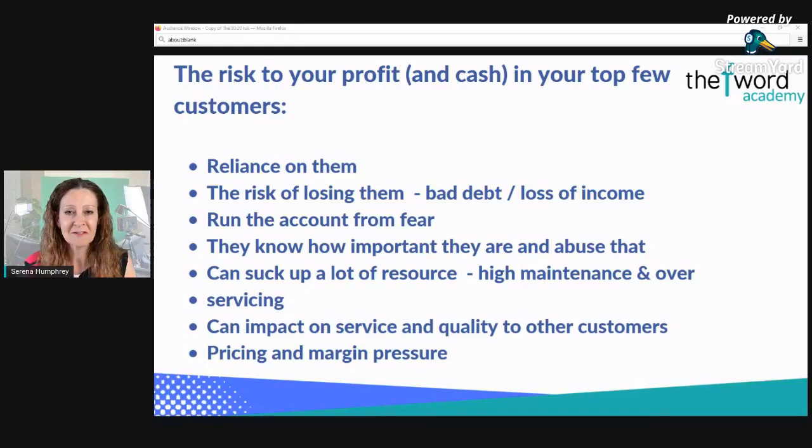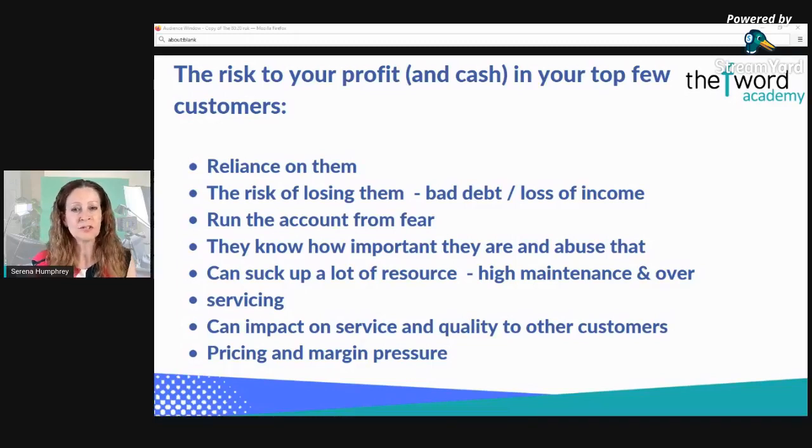And then there is very much running the account from a place of fear, because that customer's got too much power. They know they've got too much power. And we're constantly thinking, oh my God, I'm so afraid of losing them. So we overservice them. We give them far more service than they've bought, and they can suck up a lot of your resource as a result. And I find the highest maintenance customers will usually be your biggest ones and your smallest ones. That feeling of, if they shout, you've got to jump, whatever they want, they get.